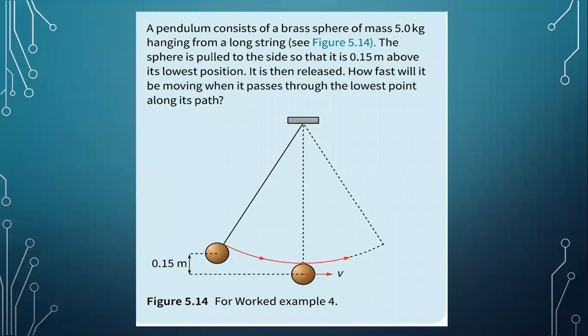Now there are two questions and this is an assignment. आप इसको complete करेंगे. In the first question, a pendulum which consists of a brass sphere having mass 5 kg hangs from a long string. The sphere is pulled to the side so that it is 0.15 meter above its lowest position. This is the height. It is then released. How fast will it be moving when it passes through the lowest point along its path? यानी आपने इसकी मीन पोजीशन पर इसकी वेलोसिटी फाइंड करनी है. तो एक क्वेश्चन ये है जो आप अटेम्प्ट करेंगे और सबमिट करेंगे.